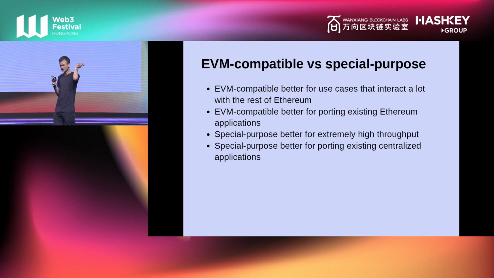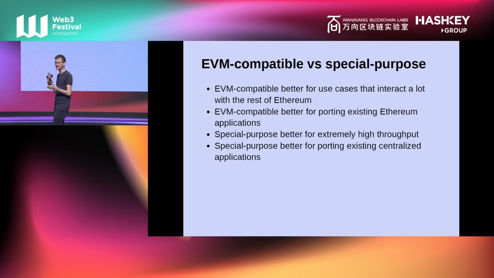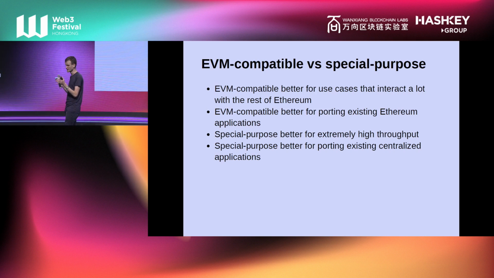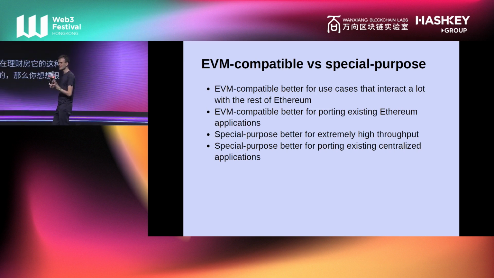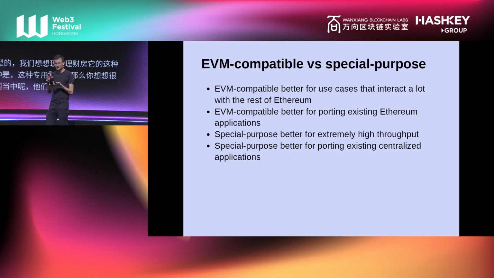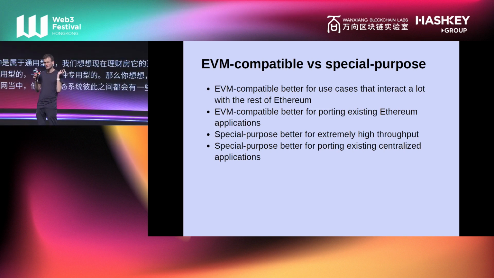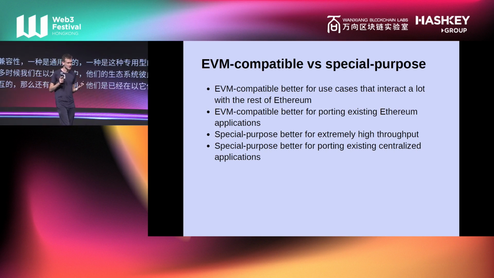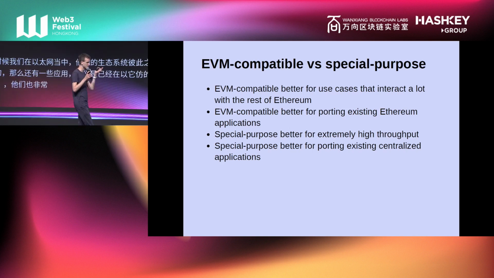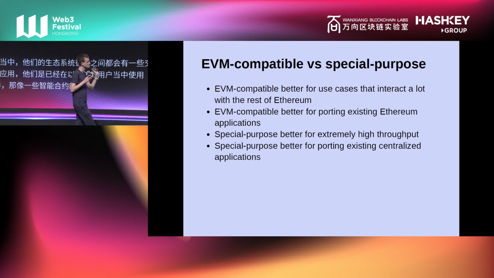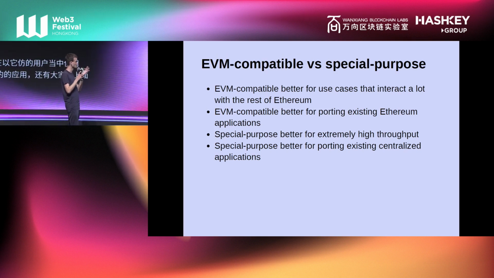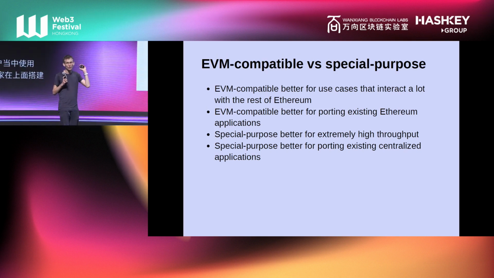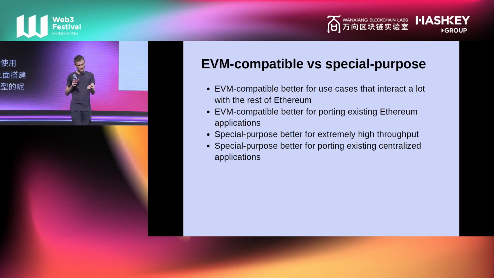So how do I think about EVM compatible versus special purpose, right? I think EVM compatible rollups are better for use cases that interact a lot with the rest of the existing Ethereum ecosystem. EVM compatible rollups are better for applications that already are Ethereum users. EVM rollups are great for DeFi. They are great for smart contract applications of the type that people have been building a lot of already. Special purpose is better for very high throughput, and special purpose is better for porting existing centralized applications, right?